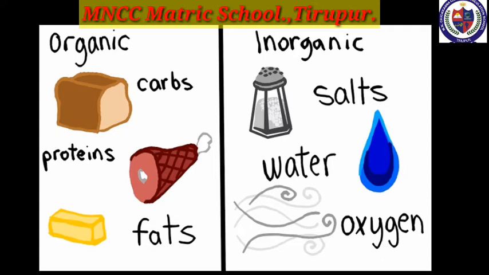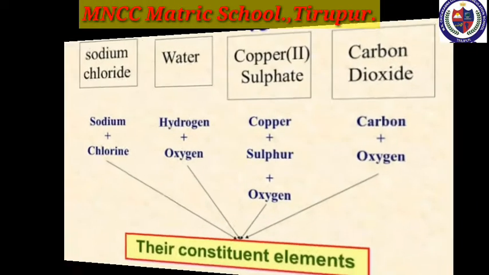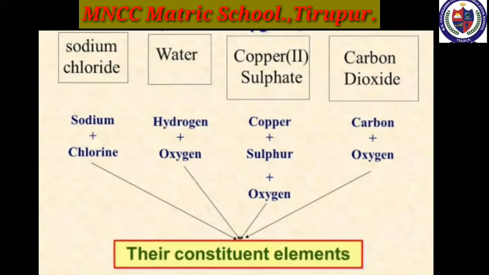Both inorganic and organic compounds exist in all three states of matter, that is, solids, liquids and gases. So in this video, we want to learn some important compounds in solid, liquid and gaseous state. So first we move to compounds in solids. For example, sodium chloride is a compound. It has constituents sodium plus chlorine. Water is a compound having hydrogen and oxygen constituents. Copper 2 sulfate has copper, sulfur plus oxygen. Then carbon dioxide is a compound having carbon plus oxygen.